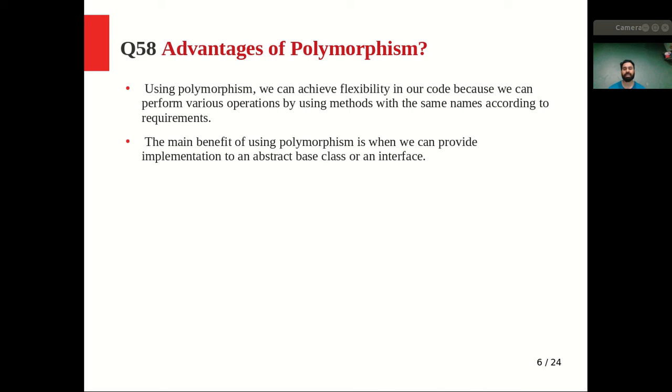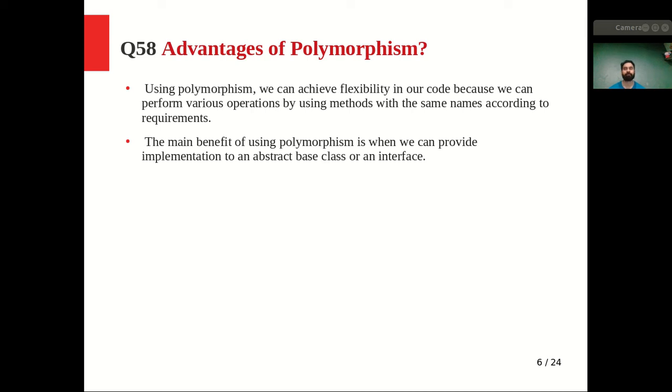And the second advantage is that the main benefit of using polymorphism is when we provide implementation to an abstract base class or an interface. So with polymorphism we can implement our abstract base class and also an interface. What do you mean by implementation of an abstract class? Let's say that we have an abstract class. What is an abstract class? An abstract class is a class which has abstract methods, and it can also have fully implemented methods. What is an abstract method? An abstract method is a method which does not have any body, but a fully implemented method has some body, in which the job is defined, right? So we can implement an abstract base class with the help of polymorphism.